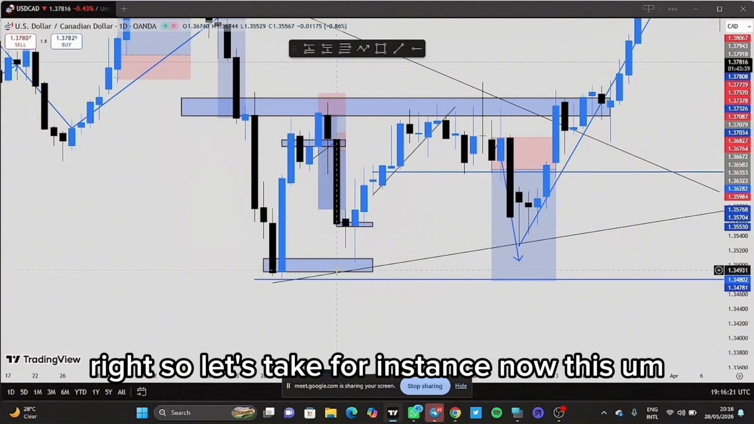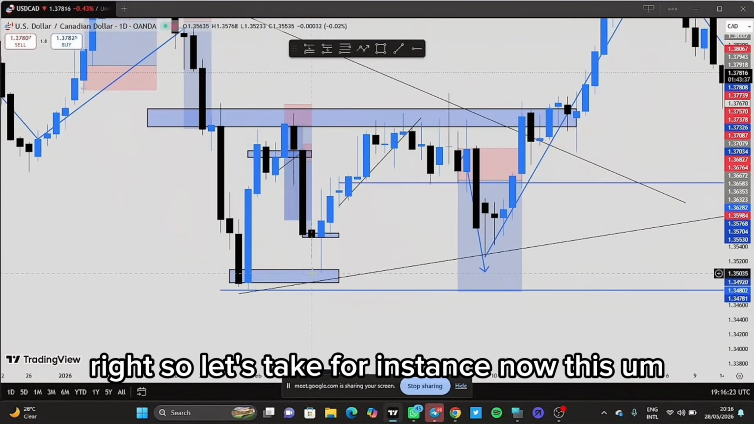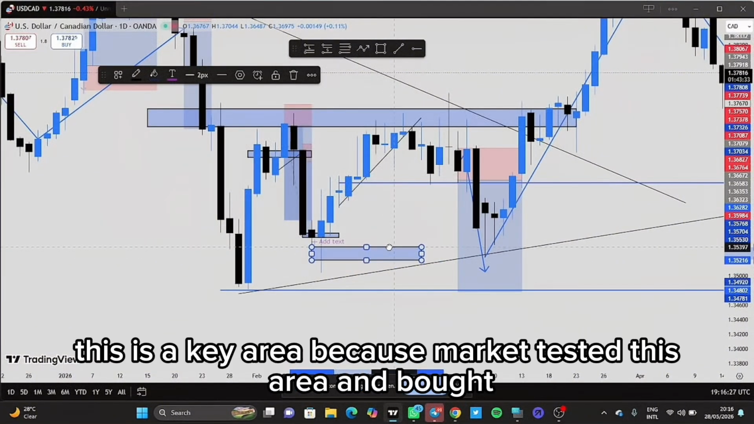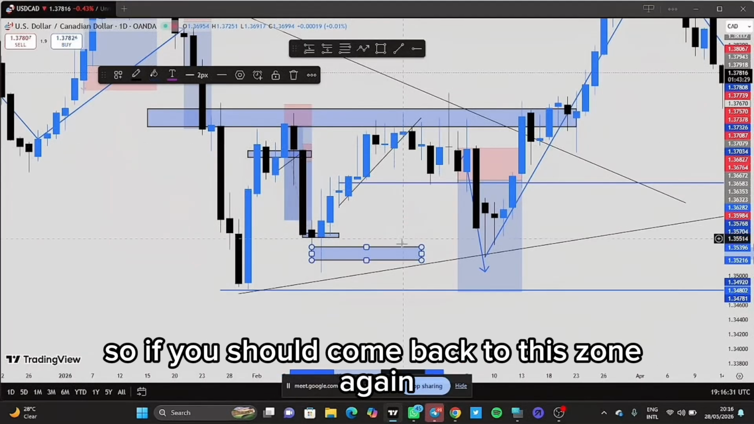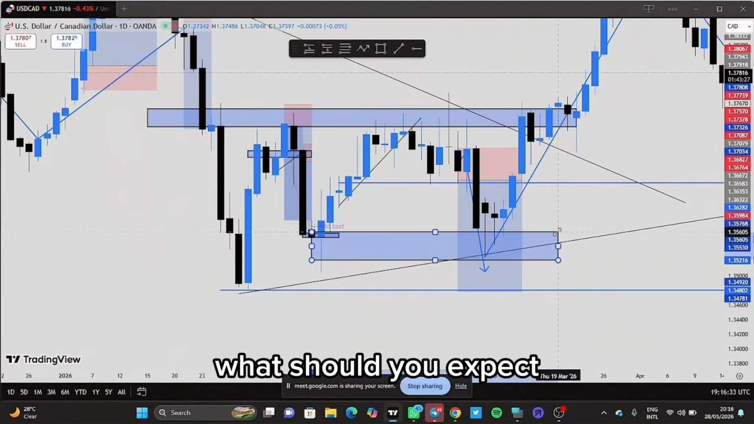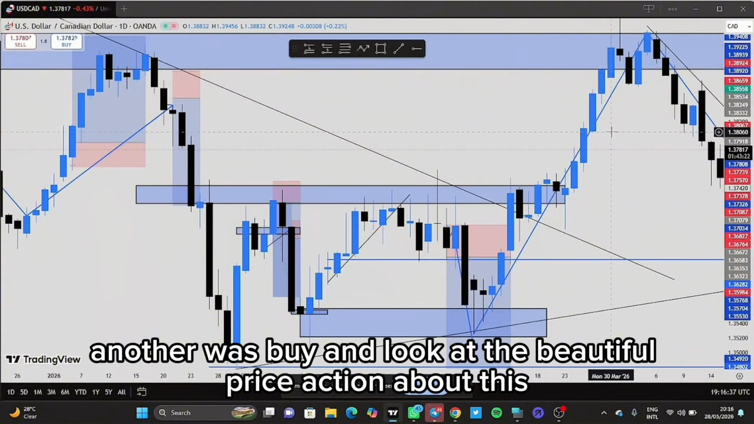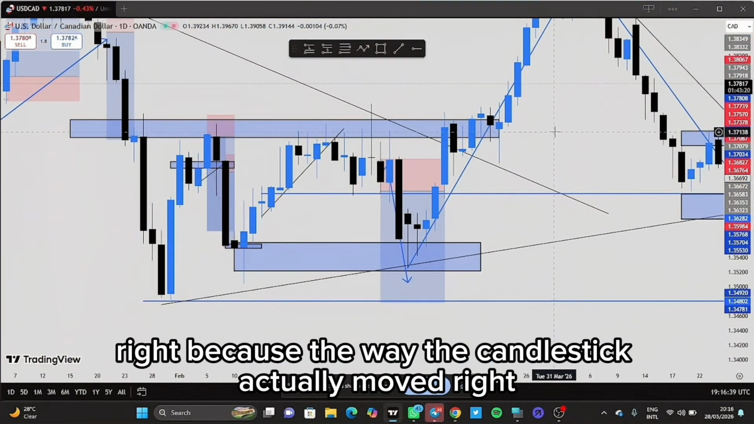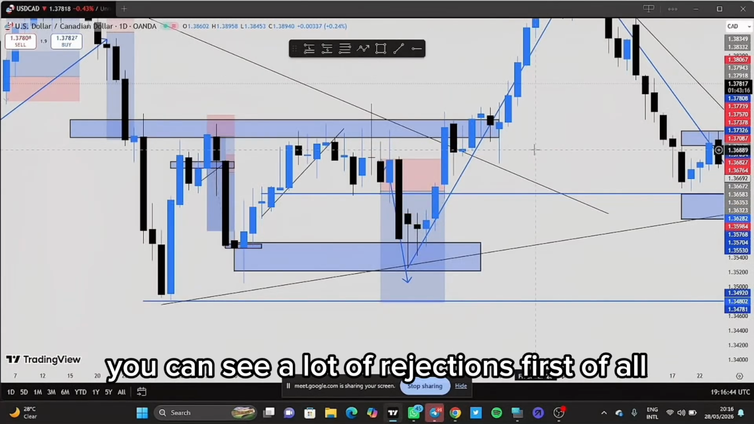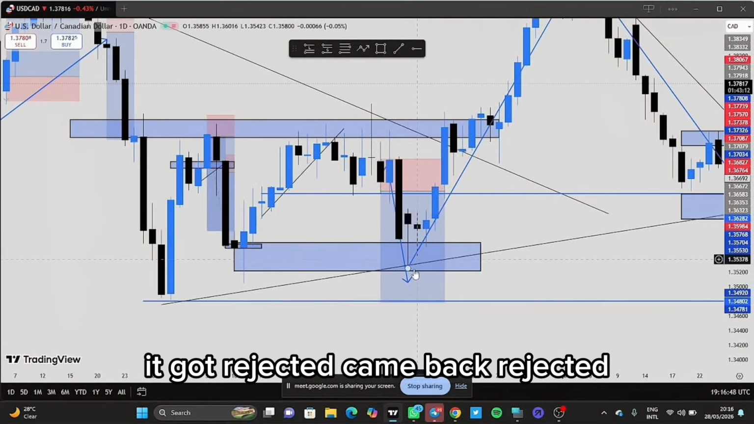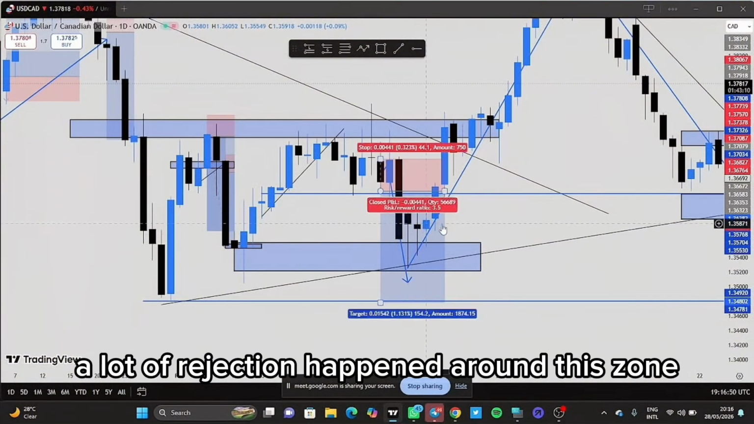So let's take for instance this zone right here. You can see that obviously this is a key area because the market tested this area and bought. So if you come back to this zone again, what should you expect? Another buy. And look at the beautiful price action about this, because of the way the candlestick moved, you can see a lot of rejections. First of all, the market tapped into this area, got rejected, came back, rejected. A lot of rejection happened around this zone.